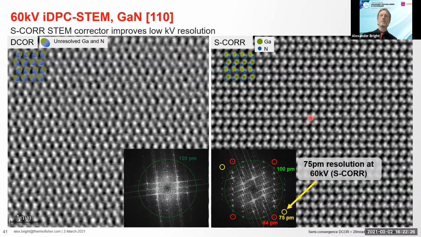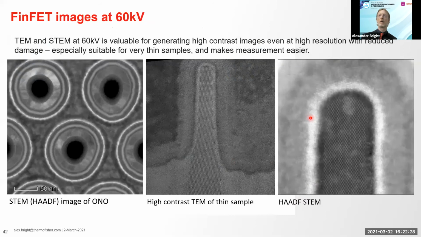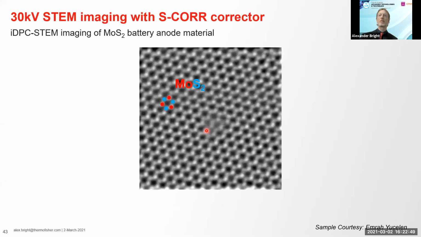And here are a few example images taken at 60 kV, which I think can almost be used as a standard voltage setting for acquiring images. The left and right are both STEM, and the central image is actually a 60 kV TEM image. And even at 30 kV, we can now get atomic resolution imaging.